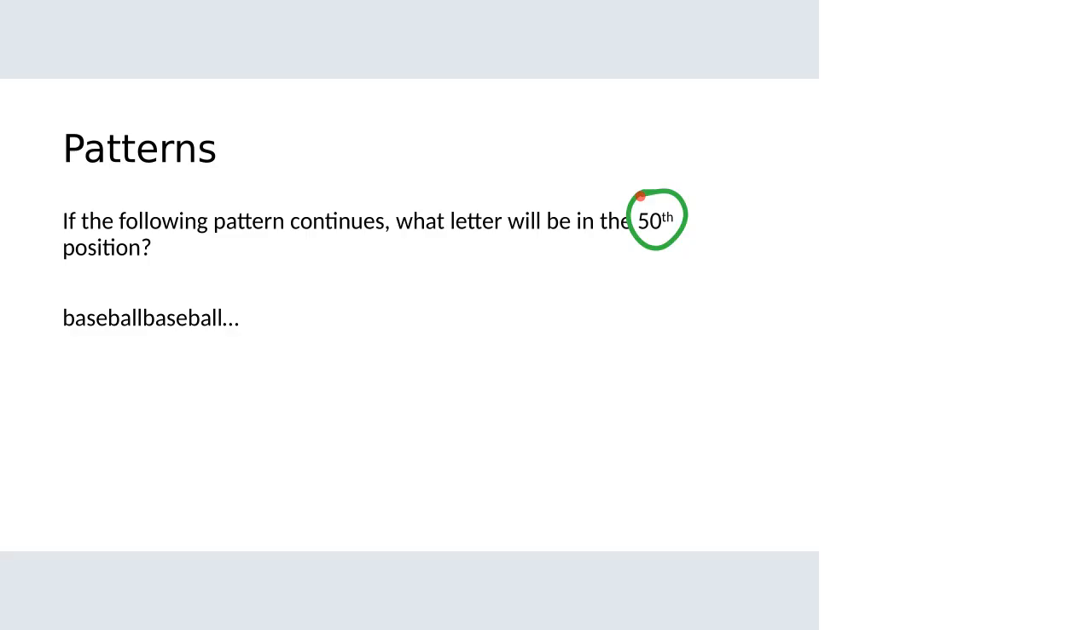You could do this with brute force and just keep writing the word baseball down over here and count until you get to the 50th. But I don't think that's the best way to go. I think it's probably better to come up with some kind of a plan that's a little more efficient than brute force.